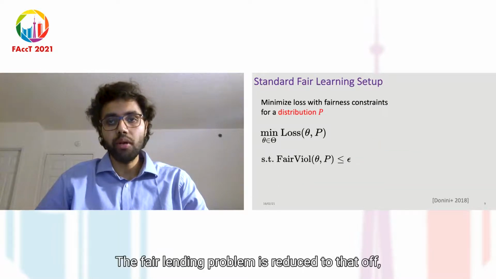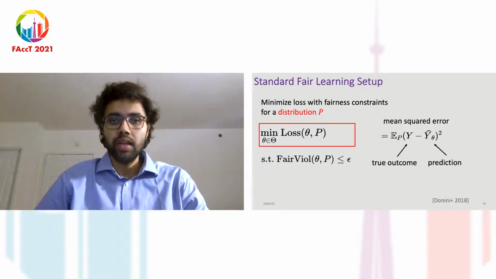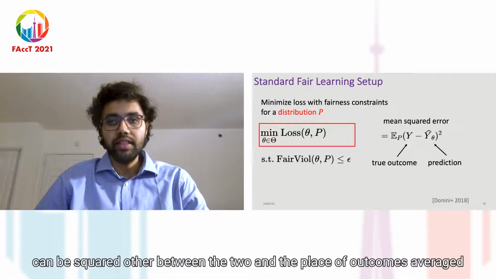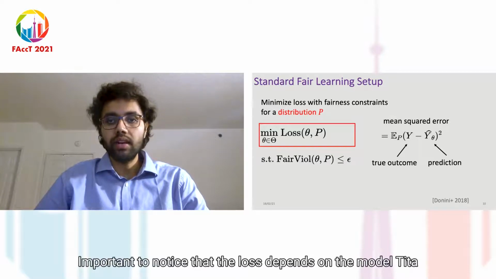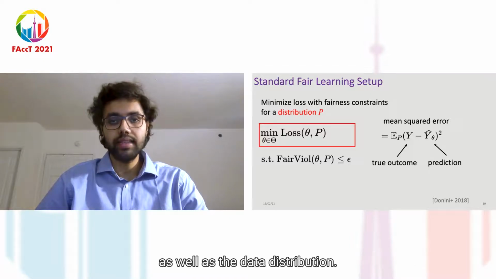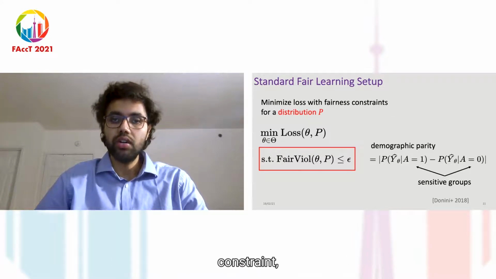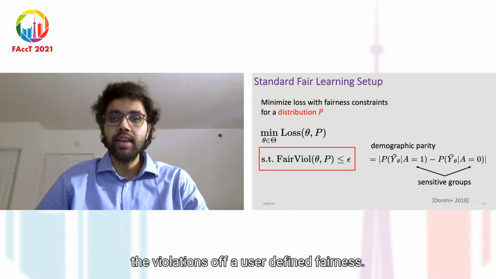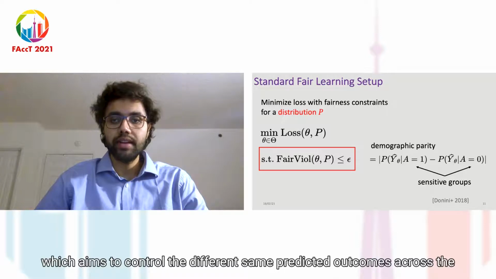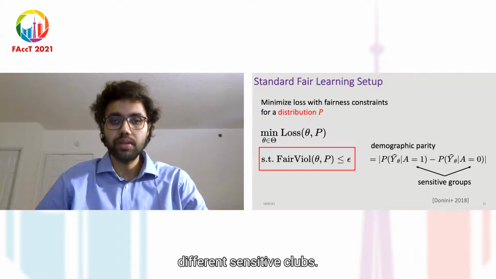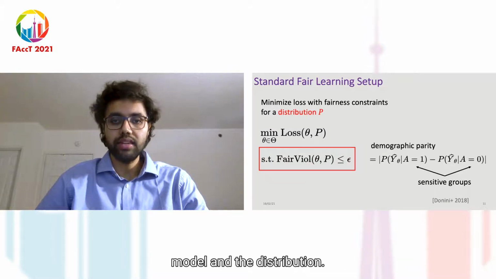In this setup, the fair learning problem is reduced to that of minimizing some loss subject to some fairness constraints. The loss, for example, can be squared error between the true and the predicted outcomes, averaged over the train distribution. Important to note is that the loss depends on the model theta as well as the data distribution p. To this optimization problem, we add a fairness constraint to control the violations of a user-defined fairness criterion. One such criterion is demographic parity, which aims to control the difference in predicted outcomes across the two different sensitive groups. Note that the fairness constraint as well is a function of the model and the distribution.